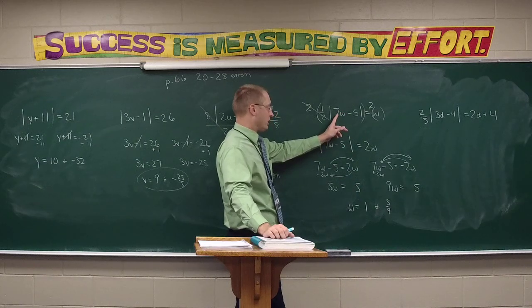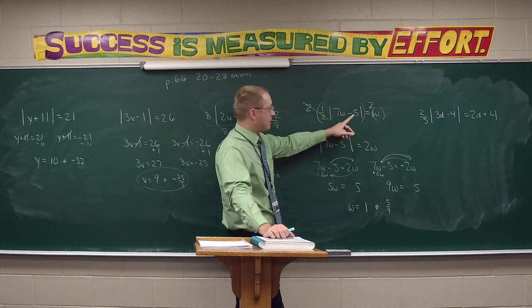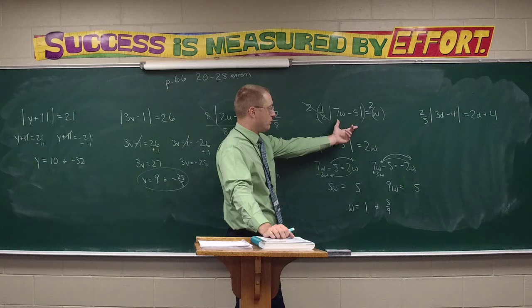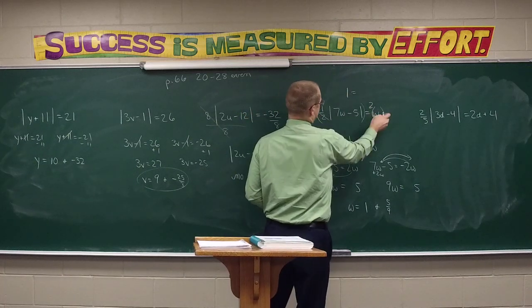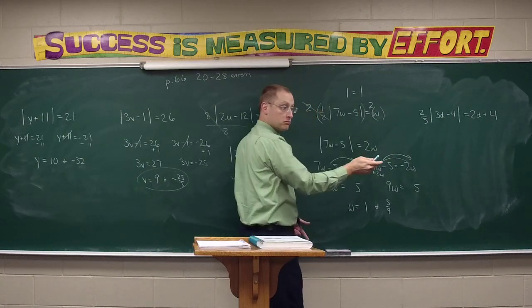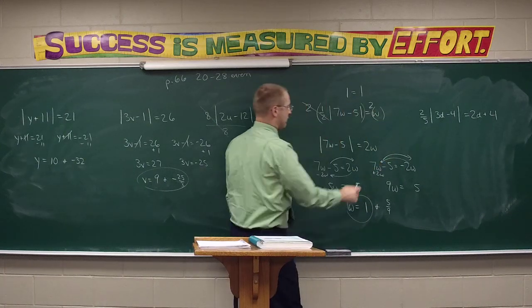Let's come back to the original here. 7 times 1, of course, is 7. Minus 5 is 2. Absolute value of 2 is 2. Half of 2 is 1. And then of course if w is 1, 1 equals 1. Okay, so this is an answer. Let's see if the other one is as well.